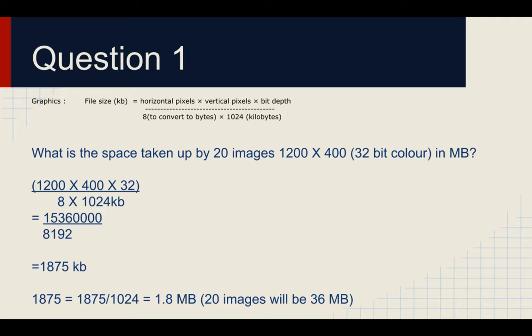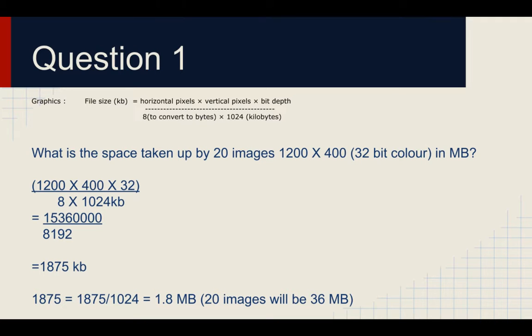Now the question is, what is the space taken up by 20 images, 1200 by 400 of 32-bit color depth in megabytes? So we place all our information into the equation. We've got our resolution times color depth, then the 8 by 1024. This gives us 15,360,000 divided by 8,192. I put that into my calculator because you can use a calculator in the exam.